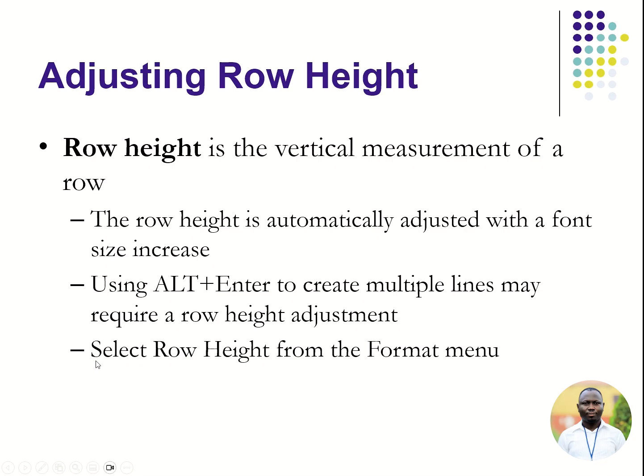Then we also look at adjusting the row height. You can as well adjust the row height. Row height is the vertical measurement of a row. The row height is automatically adjusted with the font size increase. The moment you increase the font size, the row height will also be adjusted so that the data can fit in. Using Alt and Enter to create multiple lines may require a row height adjustment. Select the row height from the format menu.